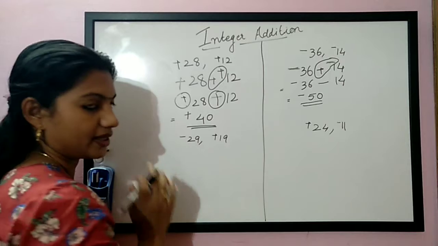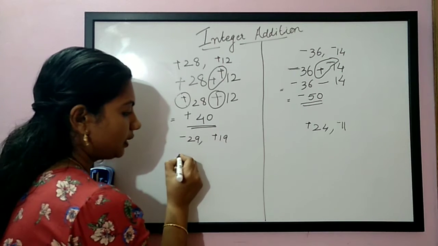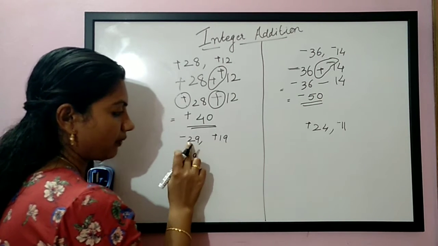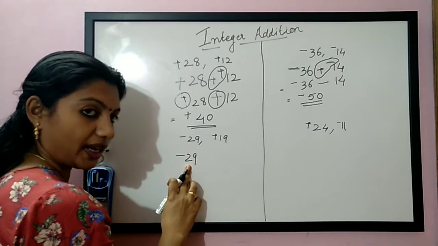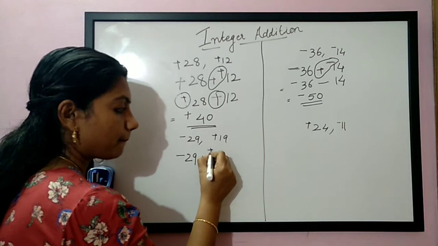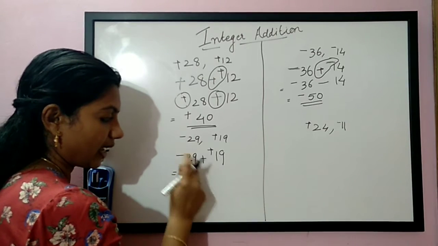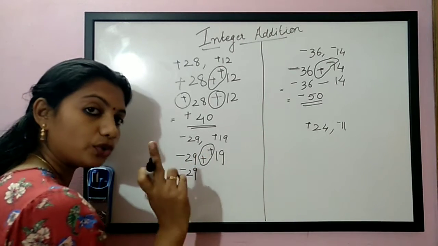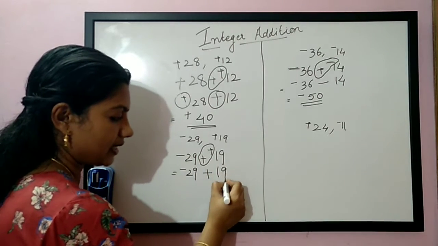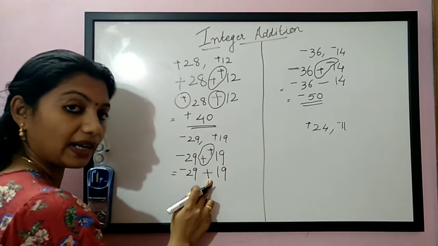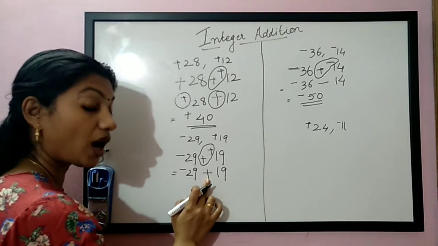Now, let's look at this. If I have one positive number and another negative number. This is negative 29. My first number is negative. Second number is positive. So, negative 29 plus positive 19. I will be writing negative 29 as such. These two symbols, two positive becomes positive. Positive 19. Here if I look at these numbers, 29 is negative, 19 is positive. These two are not the same.